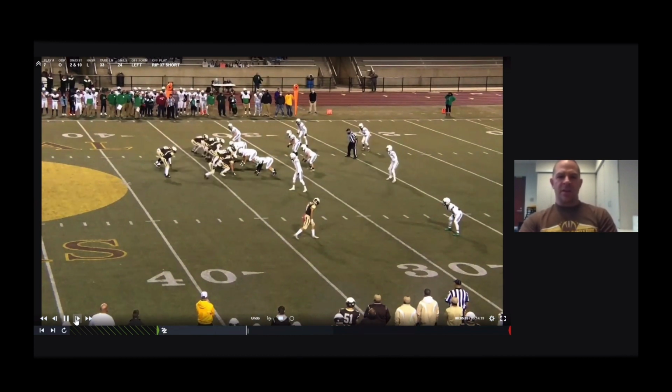You can kind of see right here, we're tagging it short, which is just telling that play side guard, when he hears short, that the wing isn't there anymore, and now his landmark is to come off that tight end's butt.